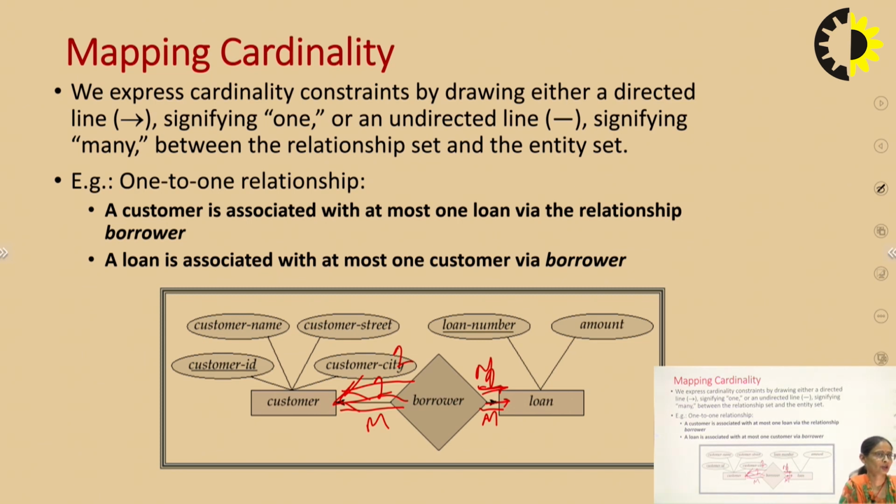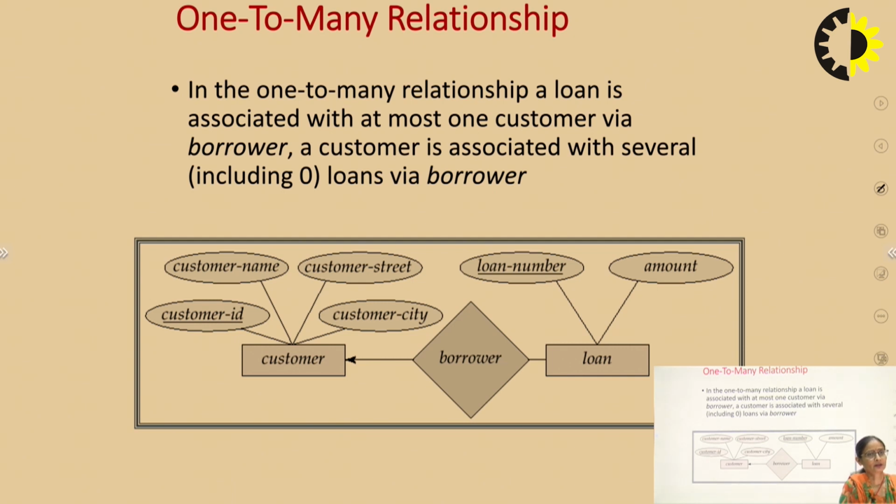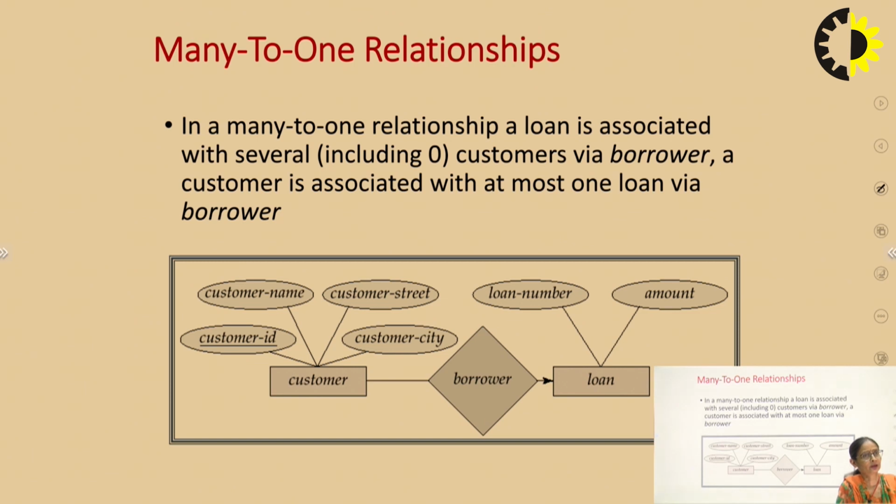Example for the one-to-one relationship: a customer is associated with at most one loan via the relationship borrower, and a loan is associated with at most one customer via borrower. So we have a one-to-one relationship. Whereas in the case of one-to-many, a loan is associated with at most one customer via borrower, and a customer is associated with several loans via borrower. In the case of many to one, a loan is associated with several, including 0, customers via borrower, and a customer is associated with at most one loan via borrower. So this is my many to one relationship.